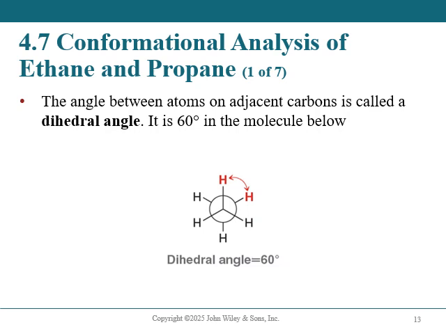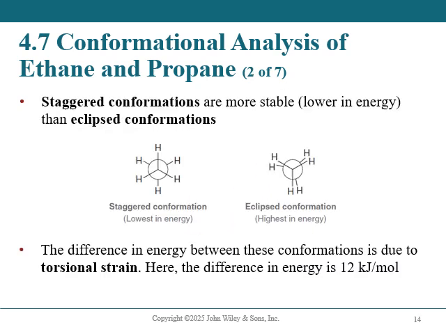The angle between atoms on adjacent carbons is called a dihedral angle. The dihedral angle in an alternating structure like the one we have here is 60 degrees. When we have that type of angle, that is the lowest in energy, it's the most stable, simply because the atoms are not in front of each other, which we would call an eclipse conformation. So there's a lower energy of repulsion between the electrons in this case, in the hydrogen atoms.